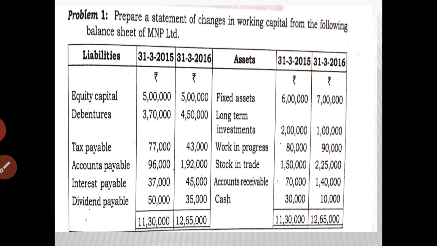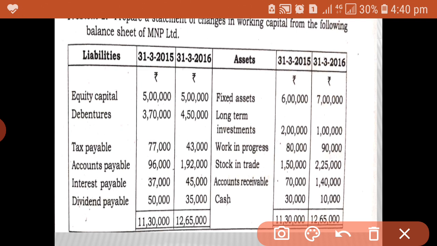Now, current and non-current items. We only have to take current items. On the asset side, what are the current items? Fixed asset is not, long-term investment is not. Then work in progress is stock of goods. Work in progress means semi-finished goods. It is a stock item, so it is a current asset.